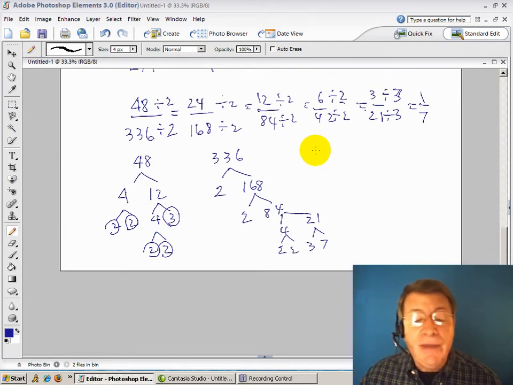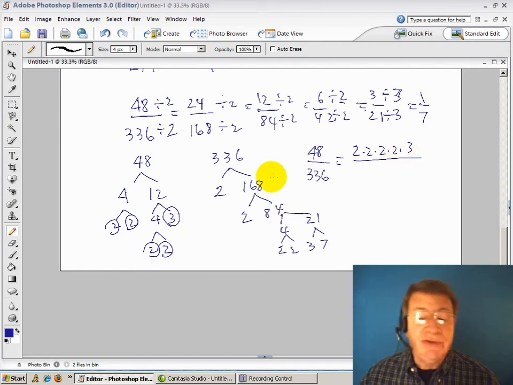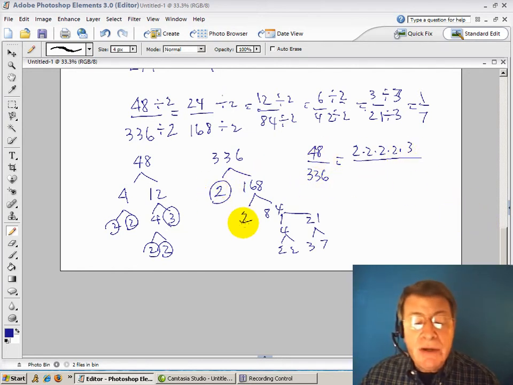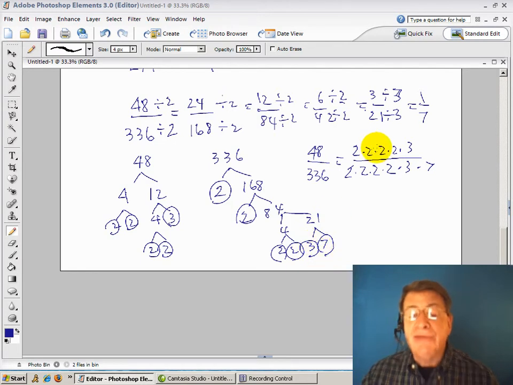So if I gave you 48 over 336, the number 48 has 4 2's and a 3. That's what this factors into. And the number 336 gets us 1, 2, 3, 4 2's as well, and a 3 and a 7. You notice that that's what's left over.